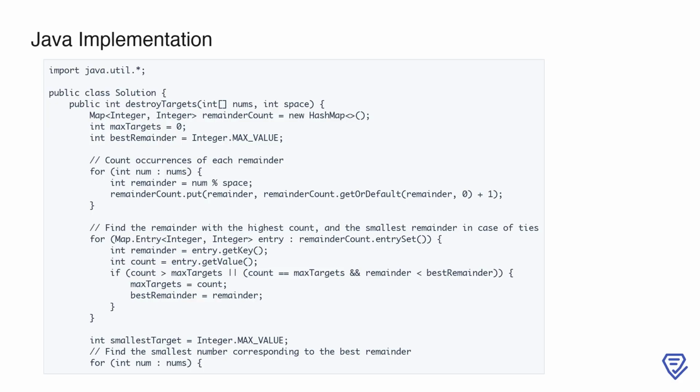After building the map, we analyze its entries using a for loop to identify the remainder with the highest count. If multiple remainders have the same count, we choose the smallest remainder. This is done by comparing the current remainder and count with our maxTargets and bestRemainder variables. Once we identify the optimal remainder, we proceed to find the smallest number in the array that corresponds to it.